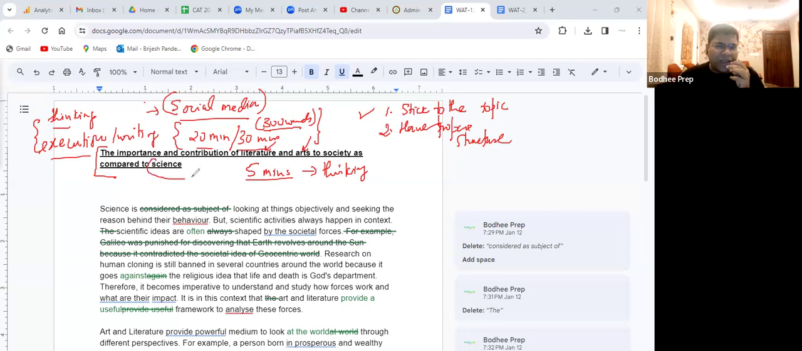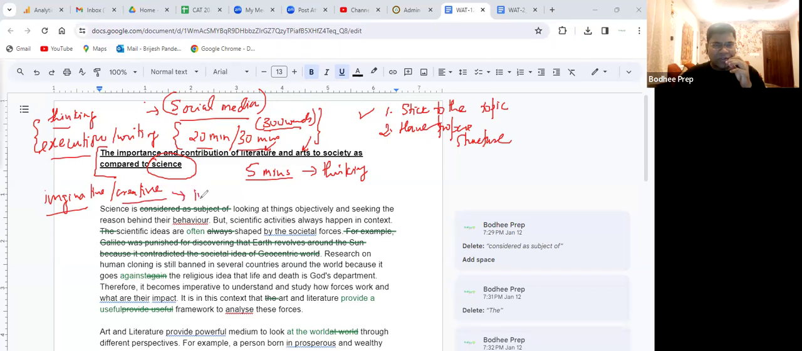How are they different from science? I know it's a very, very difficult topic, but some of you will start thinking, arey, what points can I gather? What is literature? What is art? You will say, okay, literature and art are basically imaginative arts. They are creative arts, correct? Science is not a creative art. It might have elements of creativity, but literature and arts are imaginative and creative arts.